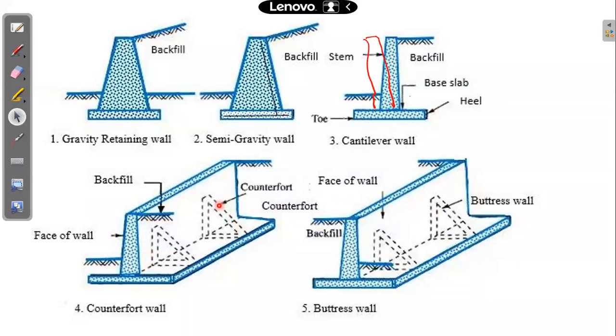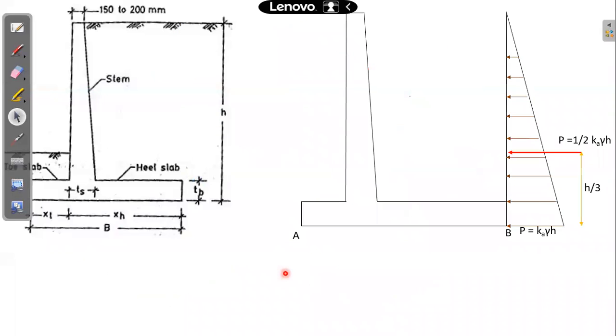The position of these walls, the counterforts or buttresses, is what makes the difference. If it is a counterfort type of retaining wall, these are provided on the backfill side. These walls which connect the stem and the base slab are on the backfill side. When we call it a buttresses type of retaining wall, they are present on the front side of the retaining wall, connecting the stem and the base slab here. That is the difference.